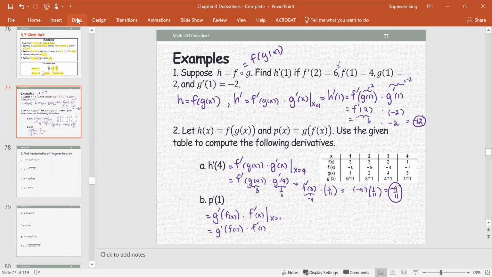From the table, f prime at 1 is negative 6. F at 1 is the value 3. Rewrite the right-hand side expression as g prime at the input 3 multiplied by the value negative 6. Another value from the table, g prime at 3, is 4 over 11. Now we have the quantity 4 over 11 multiplied by negative 6, or negative 24 divided by 11.